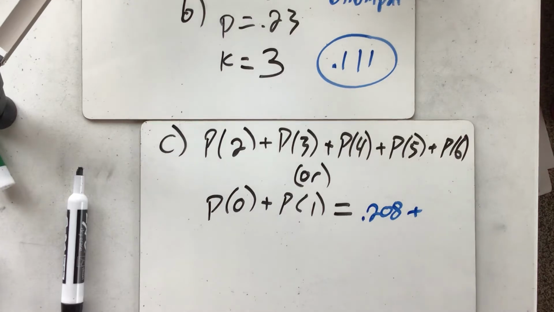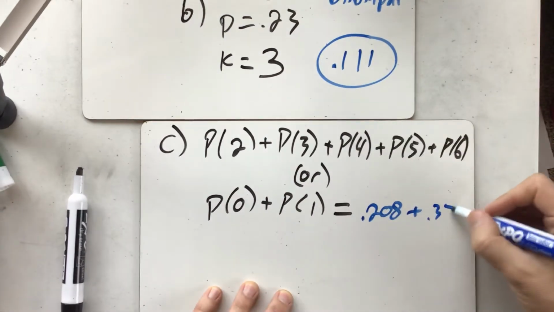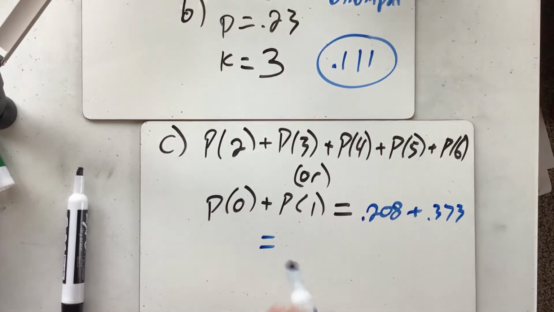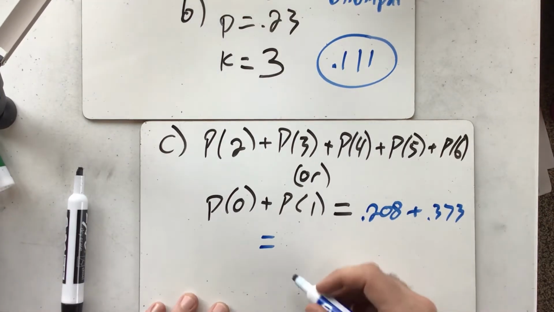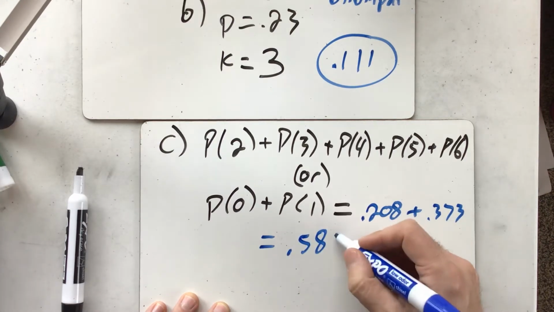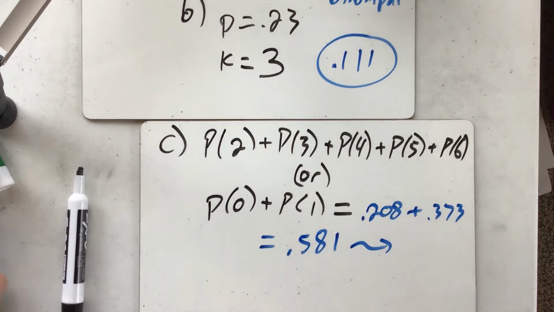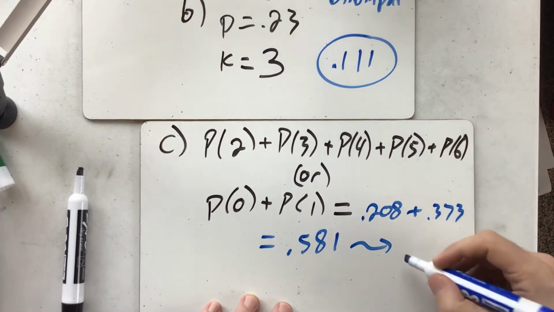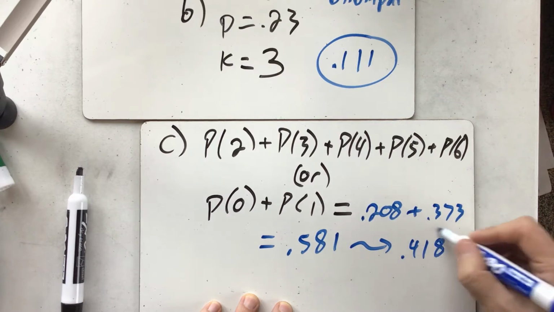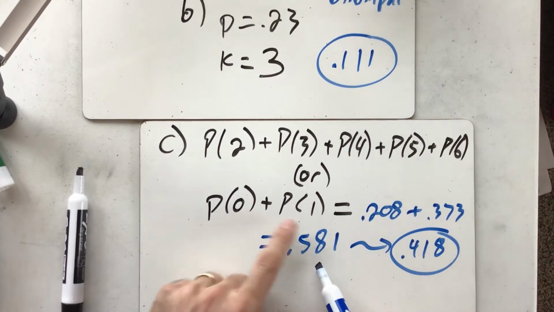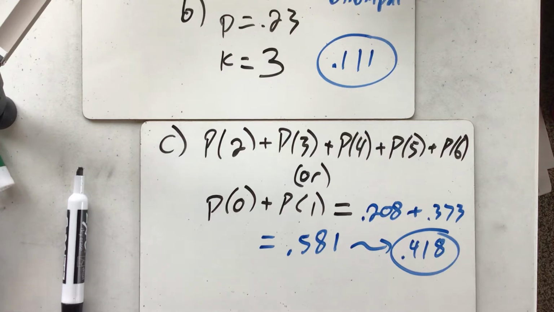1 goal is going to be 0.373. And so those numbers come out to be that 0.581. And so our answer is 1 minus that number. And so our answer is 0.418. Because this is the probability you score 0 or 1, so 2 or more is 1 minus that, because we have to make it all add up to 100%.